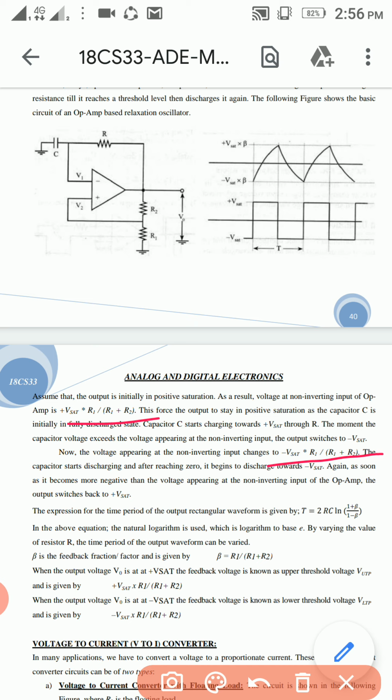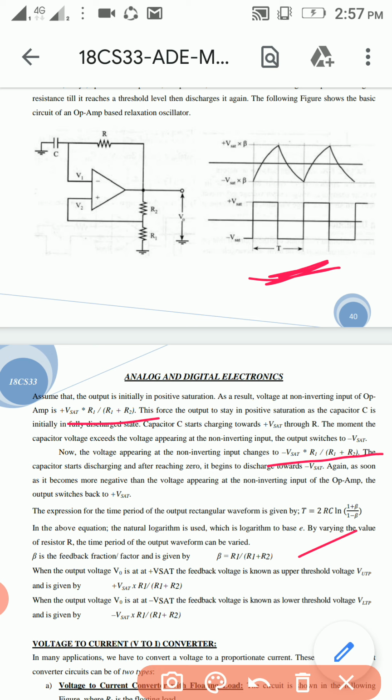And the time period of this output waveform, the calculation expression for that is T equals 2RC into ln of (1 plus beta) divided by (1 minus beta), where beta is the feedback fraction factor. The feedback fraction factor is given by R1 divided by R1 plus R2. So you have to remember these formulas.